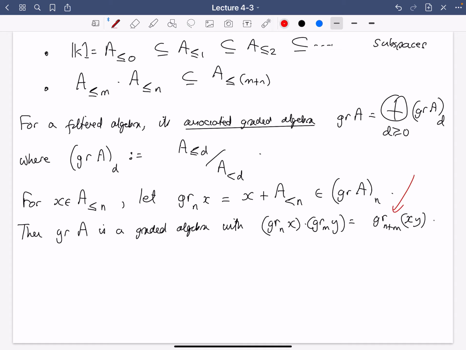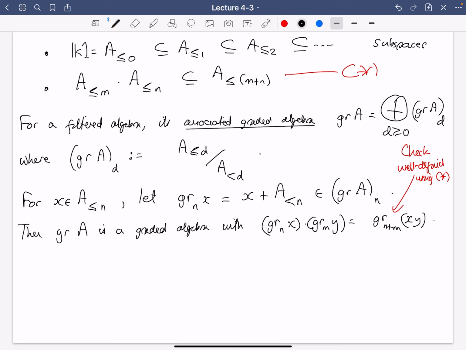Of course you have to check that this is well defined, because x and y are lifts of these elements in the associated graded, in this subquotient. And the check that it is well defined just boils down to the fact that the multiplication was a filtered multiplication. That property star there is what you need when you go through that check. It's otherwise unsurprising.